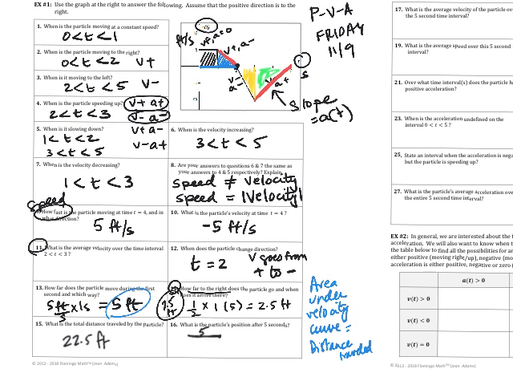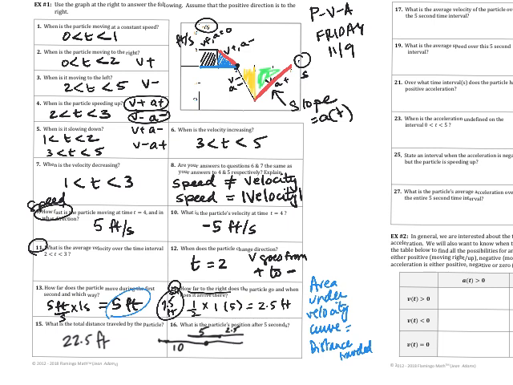5 feet was traveled in the first second, 2.5 feet in the second. Then the particle at t equals 3 reversed, at t equals 2, reversed direction and went back 5 feet. And then it continued in a negative direction, and at t equals 5 seconds now, it's traveled another 10 feet.